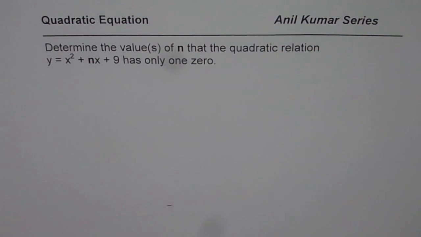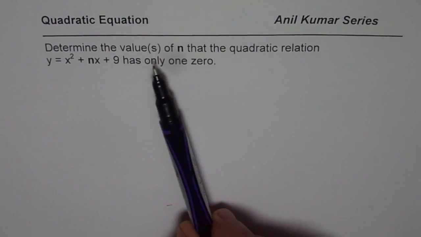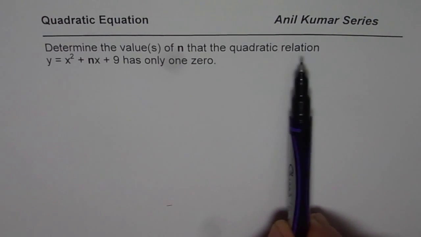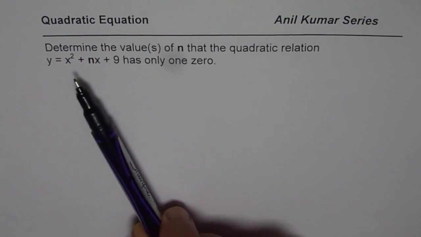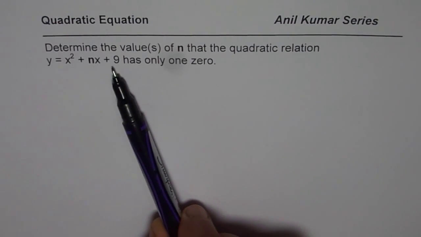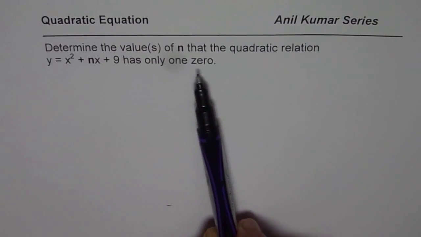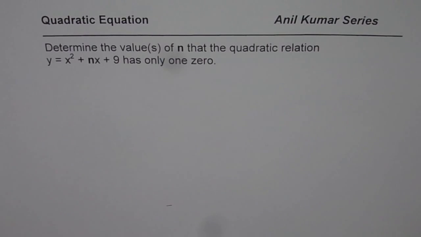The question here is, determine the values of n such that the quadratic relation y equals x square plus nx plus 9 has only 1 zero. You can pause the video, answer the question, and then look into my suggestion. Well, in this question, let's read it once again.